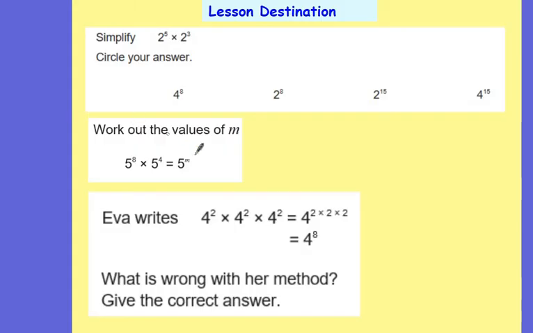Right, this is today's lesson destination. We're going to be simplifying multiplication of powers. For example, simplifying 2 to the 5 times 2 to the 3, writing 5 to the 3 times 5 to the 4 as 5 to the power of something, and then correcting Eva's method.